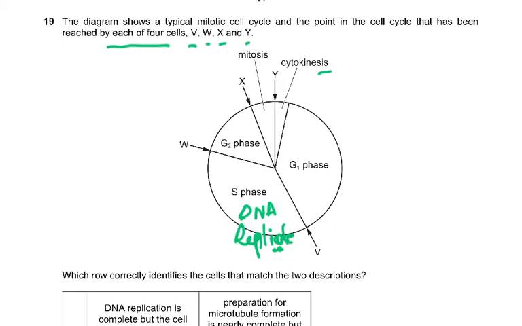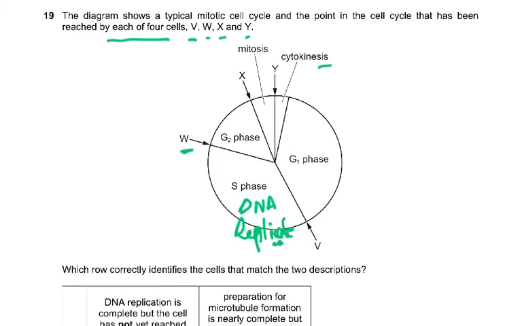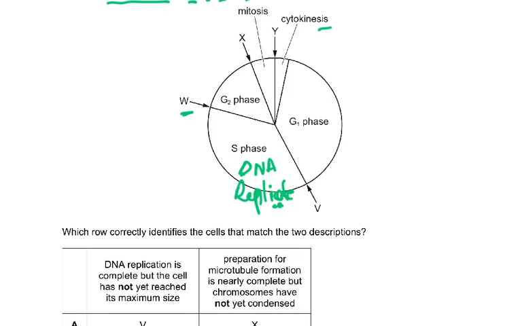And G2 phase. So that means DNA replication has taken place by the time it reaches W. X, then of course there's the checking and the centrioles replicate. And then we have mitosis. Now which row correctly identifies a cell that matches the two descriptions?